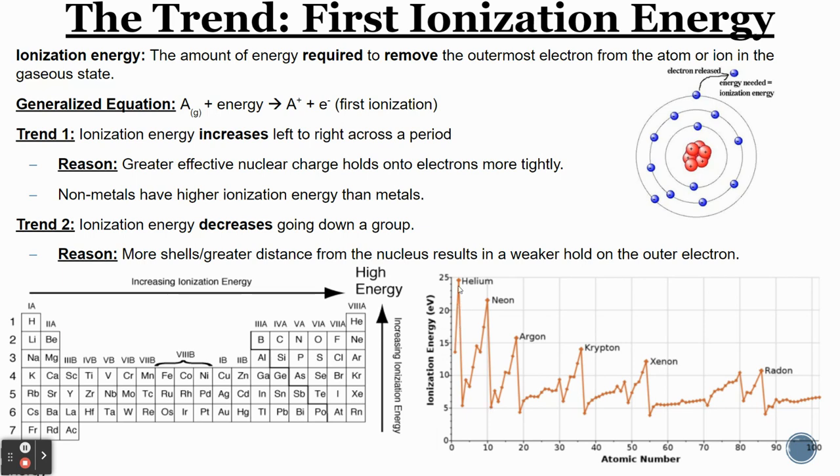But the general idea is that you have an increase across the period happening here, here, here, here, here. Those are all increases across the periods. And you can see there are some minor exceptions here and there, but we're going to focus on the overall trend currently happening. So this here is the graph for ionization energy and atomic number. You can spot those trends on that graph.